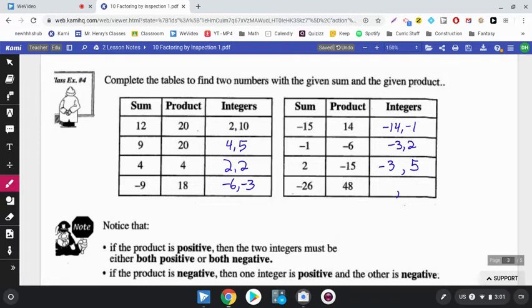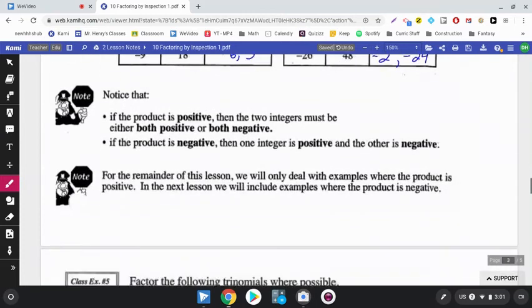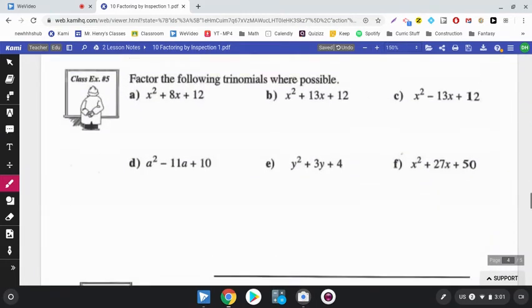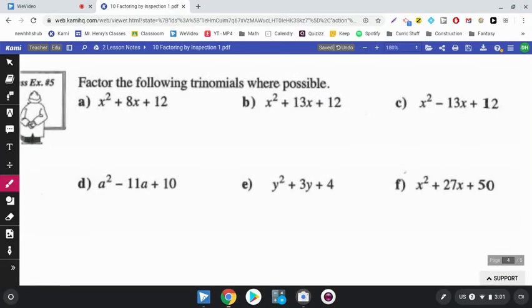Okay. Let's think. Next one. Product is 48. Sum is negative 26. Well, the product's positive, so I know they're either both positive or both negative. But because I'm adding up to a negative number, the only way I get to a negative number is if I have some negatives. So they're both going to be negative. I know that already. And then all I have to think is, well, what multiplies to 48? 1 and 48, no. 2 and 24. Oh yeah, if it was negative 2 and negative 24, that adds up to negative 26 and multiplies to 48. I'm good to go. So finding this magic combo is going to be crucial.